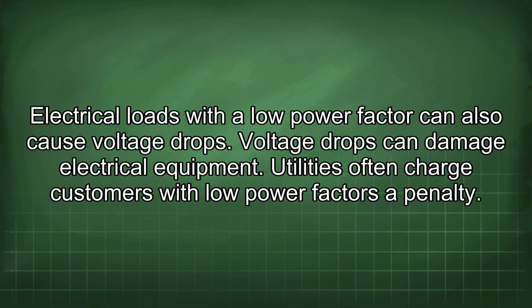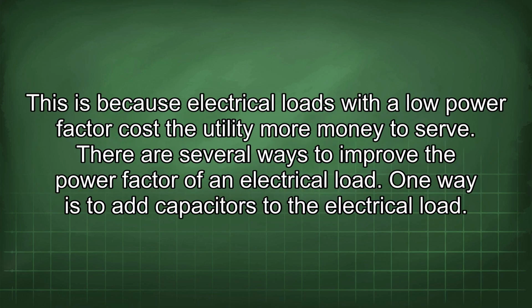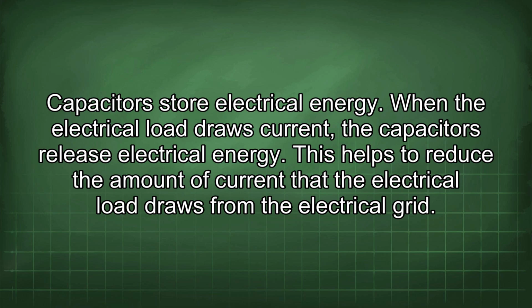Electrical loads with a low power factor can also cause voltage drops. Voltage drops can damage electrical equipment. Utilities often charge customers with low power factors a penalty. This is because electrical loads with a low power factor cost the utility more money to serve. There are several ways to improve the power factor of an electrical load. One way is to add capacitors to the electrical load. Capacitors store electrical energy. When the electrical load draws current, the capacitors release electrical energy. This helps to reduce the amount of current that the electrical load draws from the electrical grid.